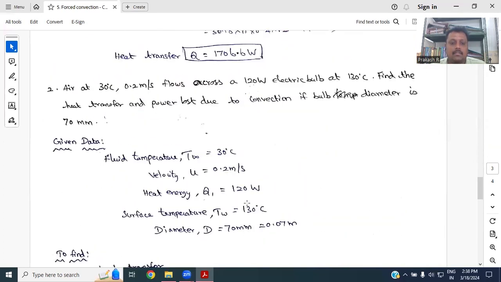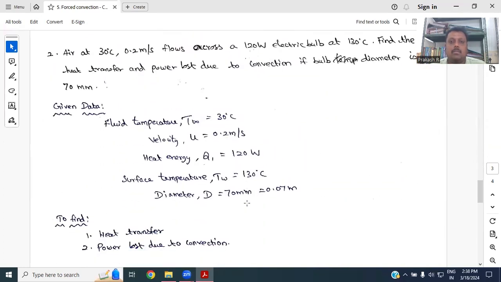And next, we need to solve a problem of sphere, right? Third problem. Let us see the problem. The air at 30 degrees Celsius and 0.2 meter per second flows over a 120 watt electrical bulb at 130 degrees Celsius. The air at 30 degrees Celsius means the temperature of the air, that is the fluid temperature. T infinity is equal to 30. 0.2 meter per second means velocity.